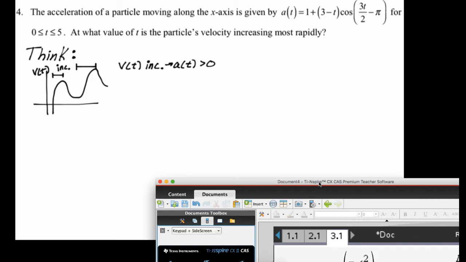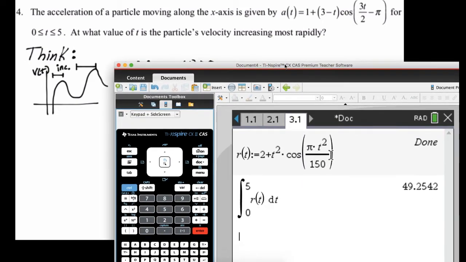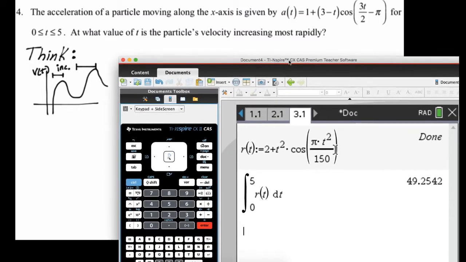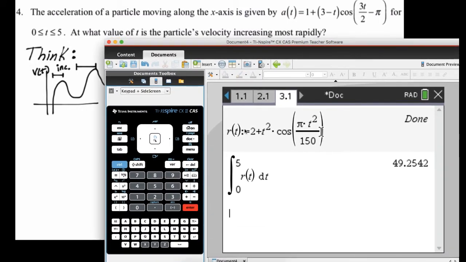So what I'm actually looking for in this problem is when a of t has an absolute maximum. That's what this problem is asking me for. All right, so I'm going to go through the process of figuring that out. When does a of t have an absolute maximum? All right, so that's our goal. Back to the calculator, because I'm not going to be able to do it without it.